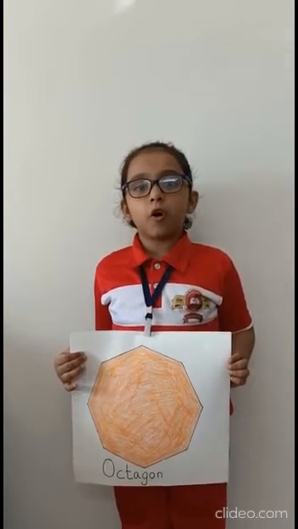Octagon is a Greek word. Octa means eight and gon means side. I have eight sides and eight corners. Its each angle is 135 degrees. Its most popular examples of octagon is stop sign board and an umbrella.